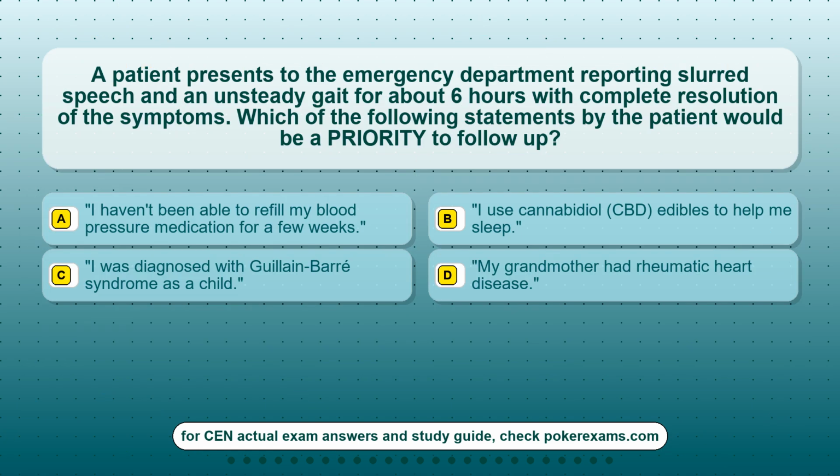Question 5. A patient presents to the emergency department reporting slurred speech and an unsteady gait for about 6 hours with complete resolution of the symptoms. Which of the following statements by the patient would be a priority to follow up? Option A. I haven't been able to refill my blood pressure medication for a few weeks. Option B. I use cannabidiol, CBD, edibles to help me sleep. Option C. I was diagnosed with Guillain-Barré syndrome as a child. Option D. My grandmother had rheumatic heart disease.